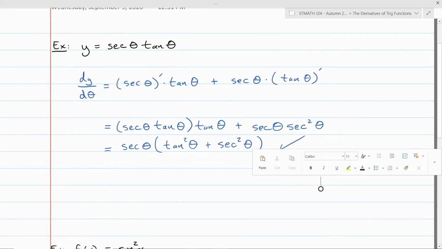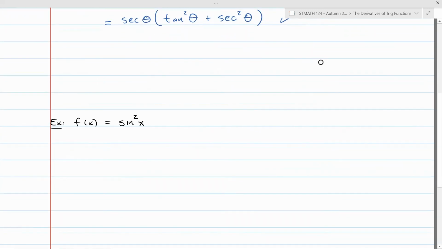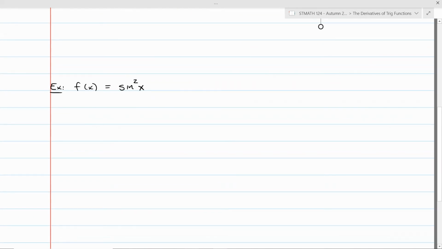Okay. How about if I want to take the derivative of sine squared? You see a lot of sine squareds and cosine squareds and trig functions squared as a result of the Pythagorean identities. How would I take the derivative of sine squared? I don't have a rule that tells me how to take the derivative of a whole function squared, but we can view that as sine of x times sine of x, right? That's what sine squared means.